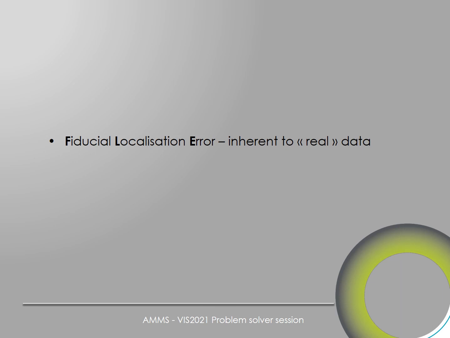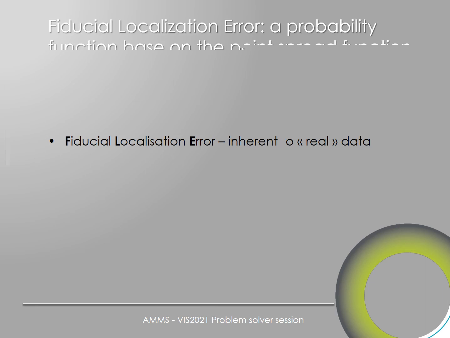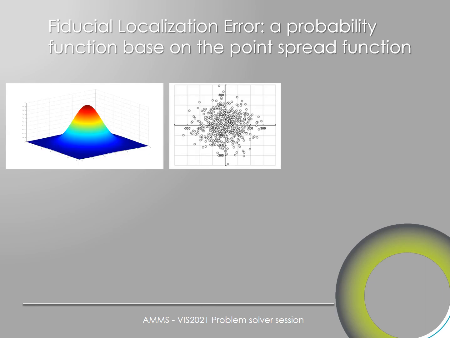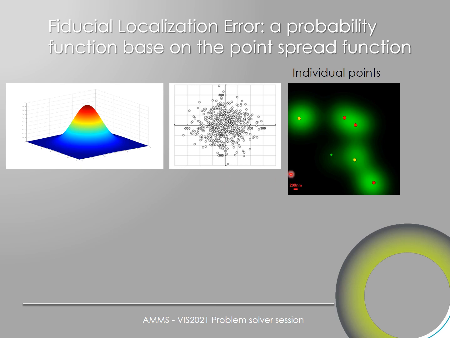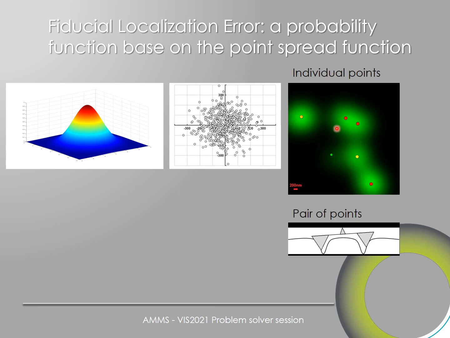The first thing is the fiducial localization error, which is inherent to any real data. If you were in an abstract data set, basically a point is localized by x, y, z coordinates. In real life, it's much harder to find out the exact center of mass of any object, whether you're doing fluorescence microscopy, where anything, because of the point spread function, will look like a blurred large area, even in super resolution microscopy.